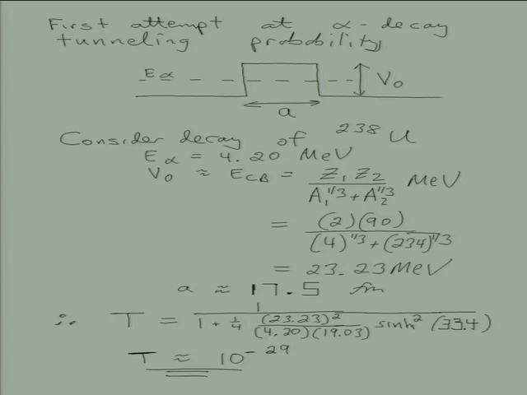A2 is going to be 234. And the Z's are the Z of the alpha particle, which is 2, and the Z of the thorium-234, which is 90. So when I plug that in, I get an approximate value for the height of that barrier of 23.2 MeV. And that's not too far off, okay? It's on the order of 20 MeV. The radius is another story, the distance over which.